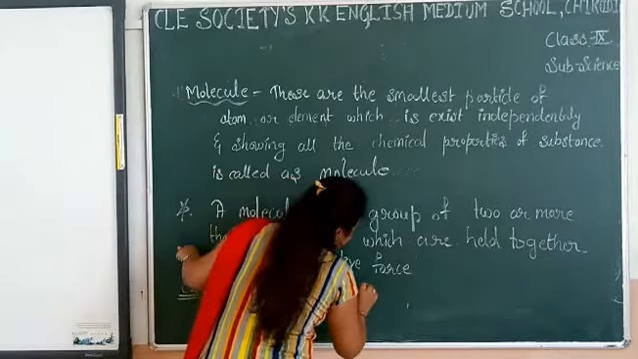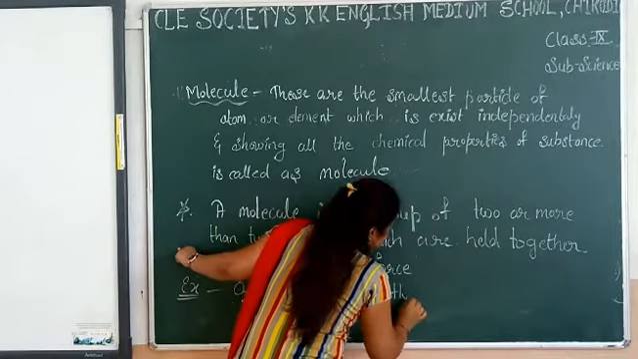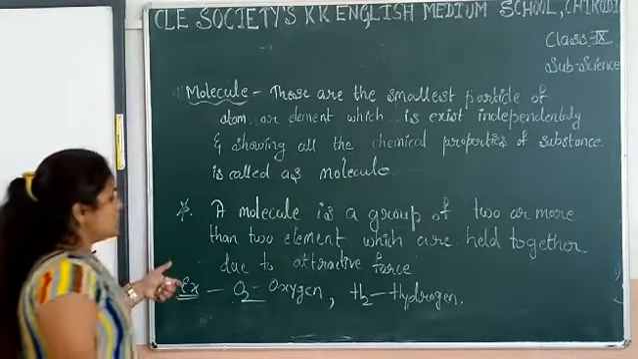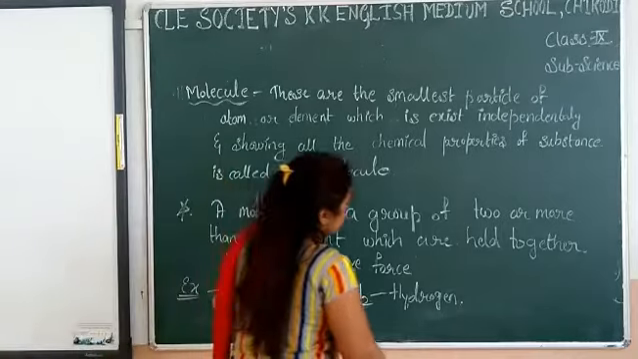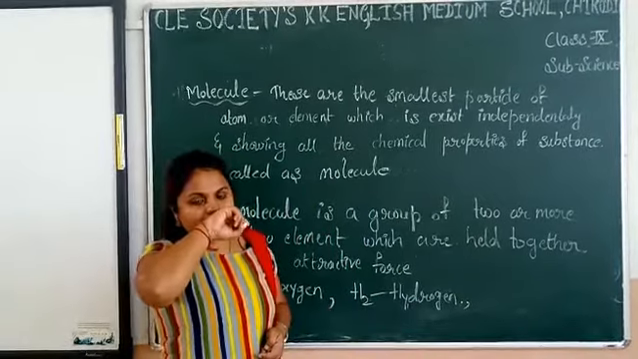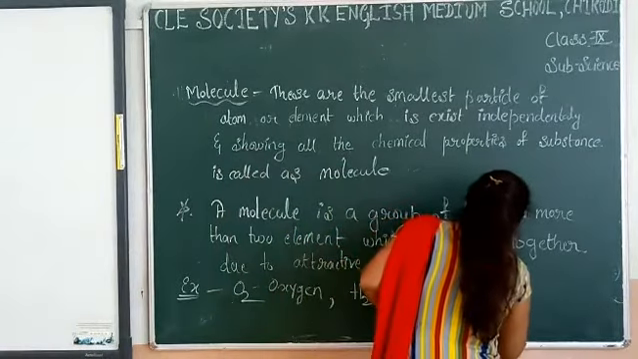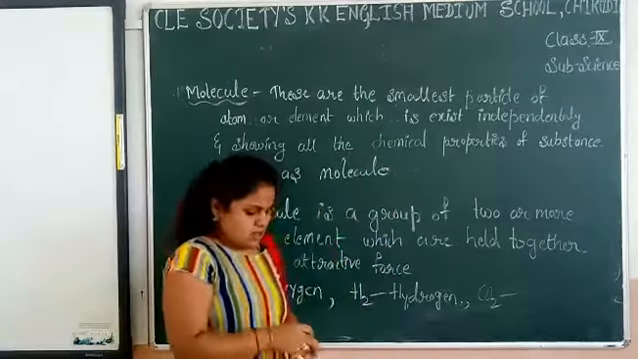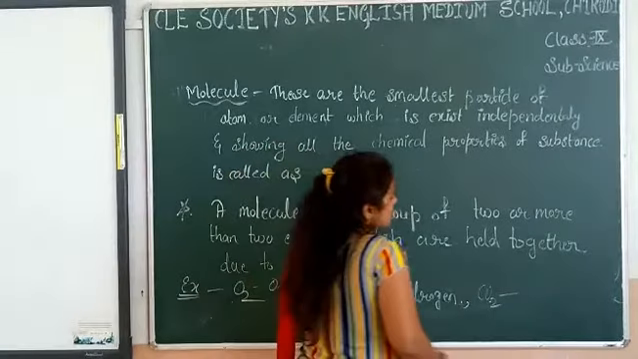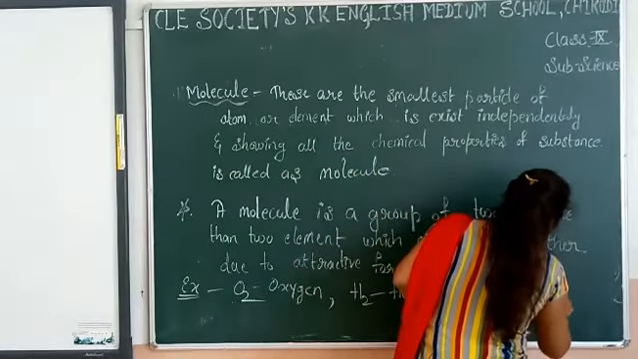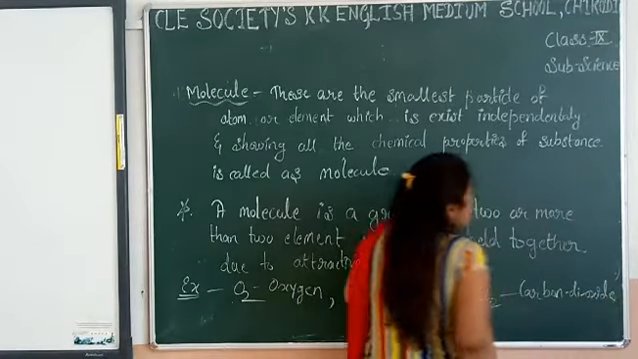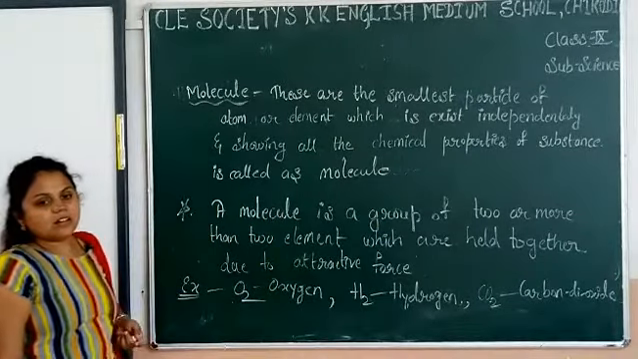Second is hydrogen, H2. Okay, this is hydrogen. This is also one type of molecule. Then can you suggest any other example? That is CO2. It is formed of two elements: oxygen is one element and carbon is another element. It is carbon dioxide. Any others? Think.